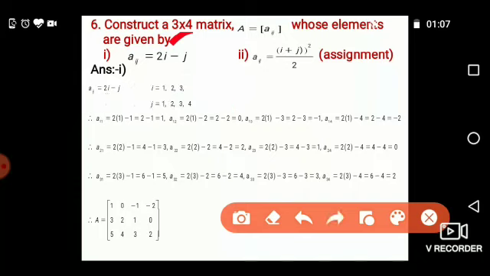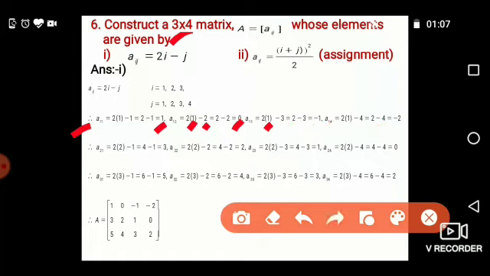Let me find the first element of the matrix A. I is 1, j is 1. By replacing i and j values, we'll get an element 1. I is 1, j is 2. We'll get an element 2 minus 2, 0. I is 1, j is 3. We'll get an element 2 minus 3 is equal to minus 1. And in the first row, last element, i is 1, j is 4. It gives 2 minus 4 is equal to minus 2.